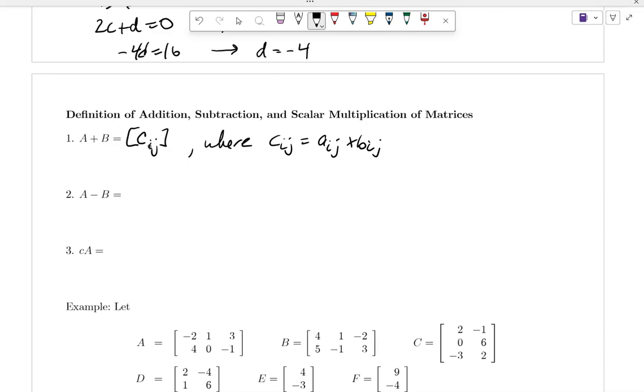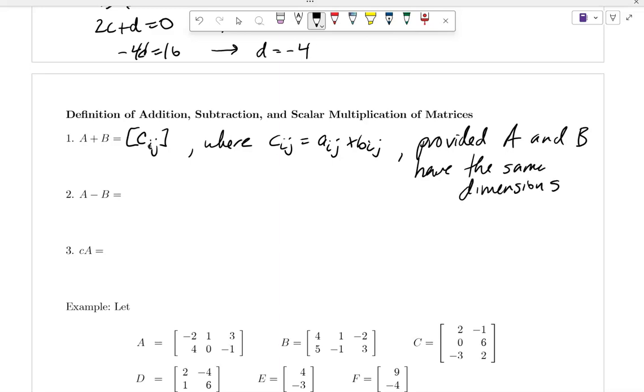What has to be true in order to be able to do this? What better be true about A and B in order to be able to do it? They have the same dimensions, right? I need to make sure all the spots match. And this is going to be provided A and B have the same dimensions. So if they don't have the same dimensions, the operation is just undefined.